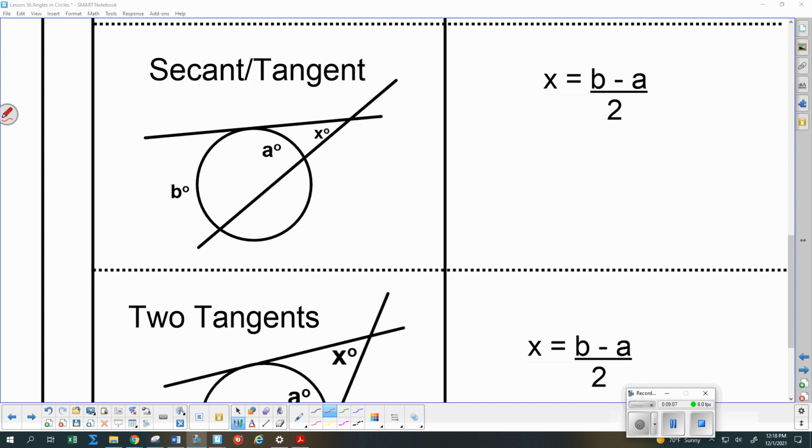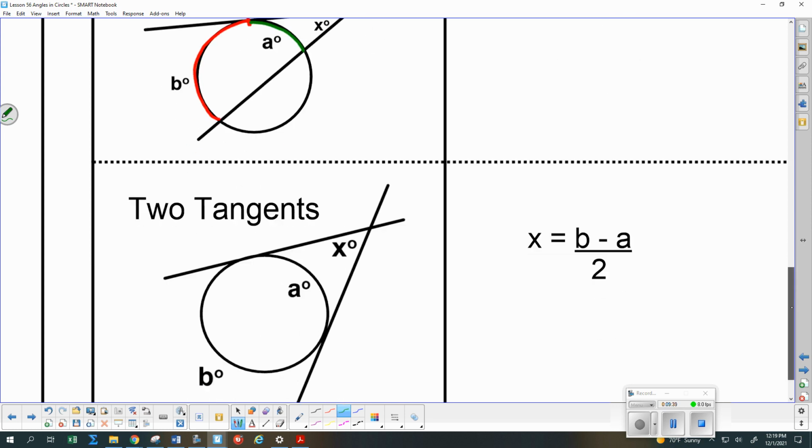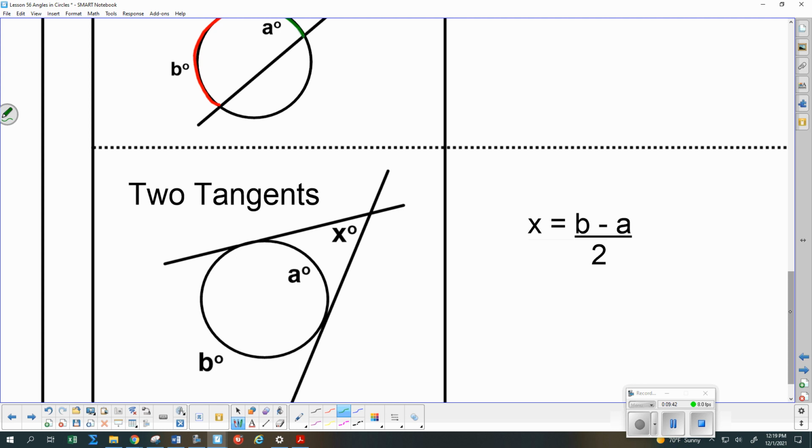And for my 2 other pictures, if now I have just one of them as a tangent, they still cross outside. And I have that the angle is arc minus arc over 2. If we looked at the 2 arcs, they happen to be adjacent to each other. They touch at that one point where that one line was tangent. If they are both tangents, it is still the same formula. Angle is arc minus arc over 2.